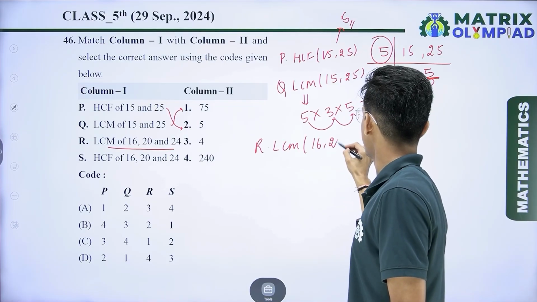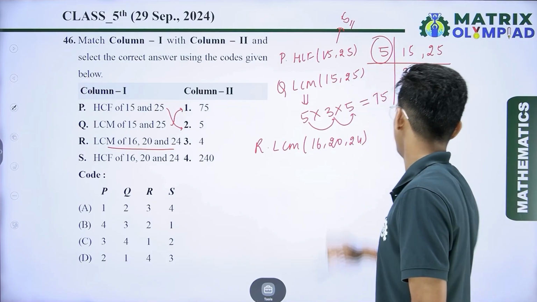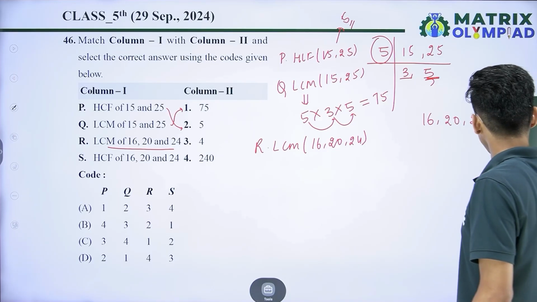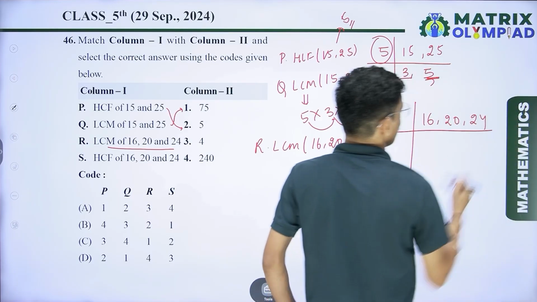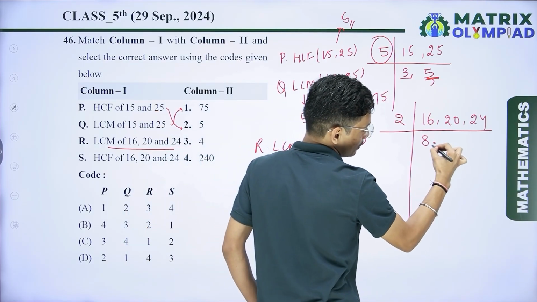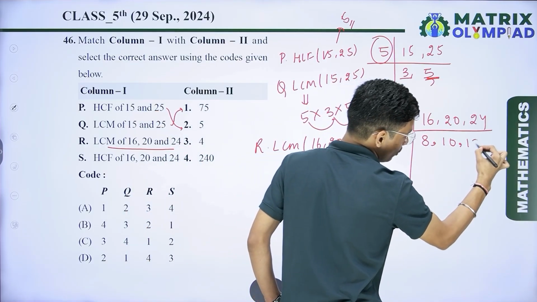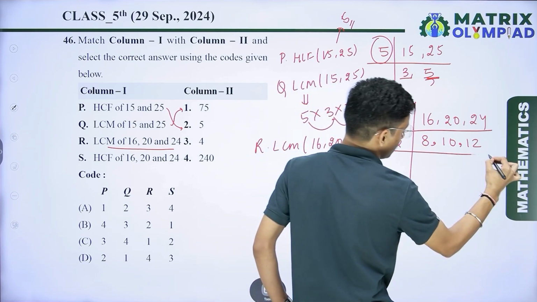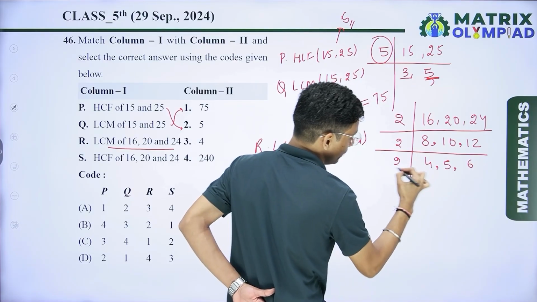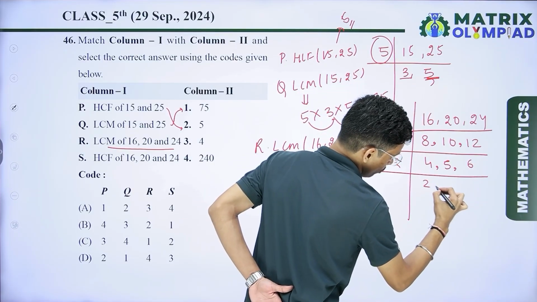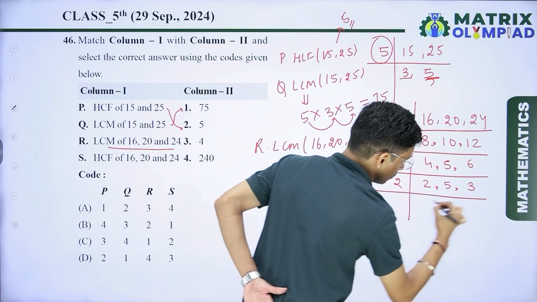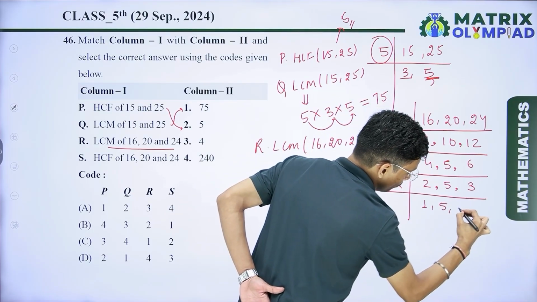16, 20 and 24. Now we take LCM of 16, 20 and 24. So first we take 2. Now 2 divides 16 to 8, here we get 10 and here we get 12. Now again if I divide by 2, then 4, 5 and 6. If I again divide by 2, then 2, 5, 3. If I divide again by 2, then I get 1, 5 and 3.